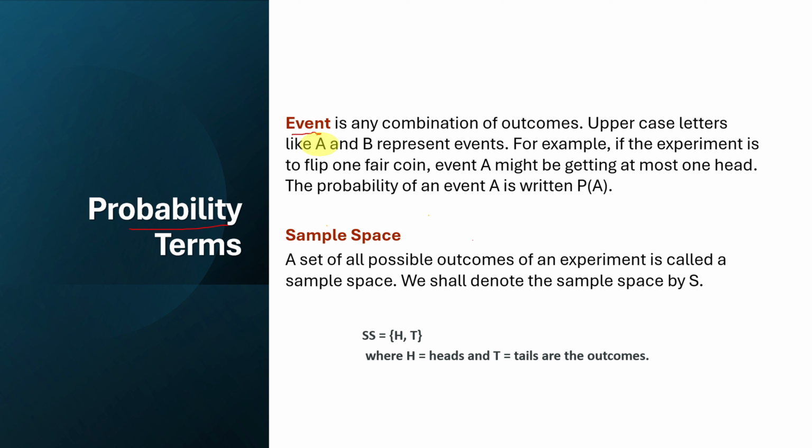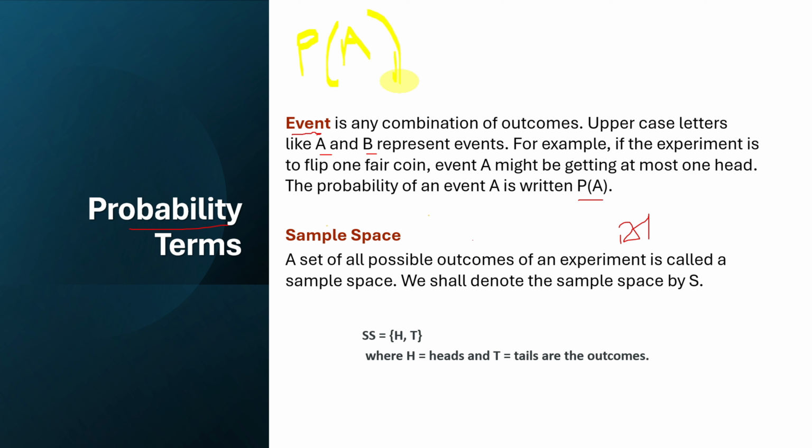Uppercase letters like A and B represent events. For example, if the experiment is to flip one fair coin, event A might be getting at most one head. So if you have to write P of A, for example, okay, I'll change the pen for the highlighter. Let's see if it works. So, for example, P of A.